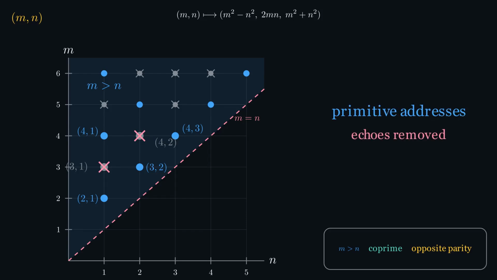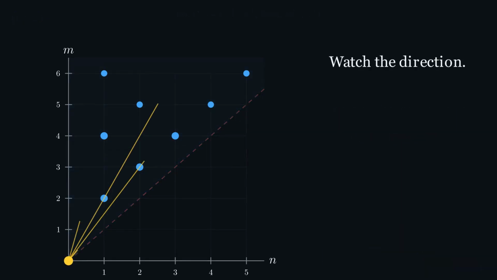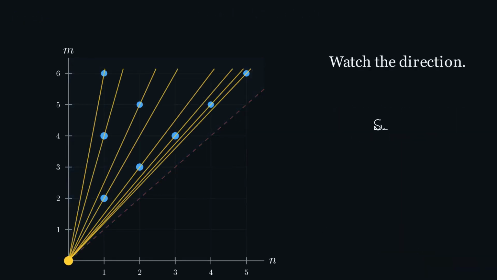Now try 3 and 1. They're both odd. The machine gives 8, 6, 10, which shrinks to 4, 3, 5. Same primitive triangle, duplicated in a larger costume. Try 4 and 2. Shared factor 2. We get 12, 16, 20, another scaled copy. The restrictions remove those echoes.